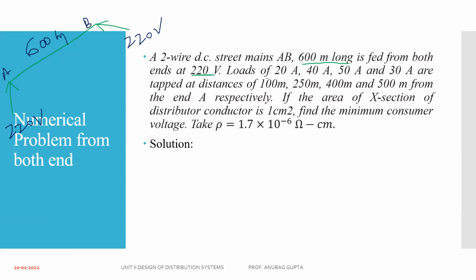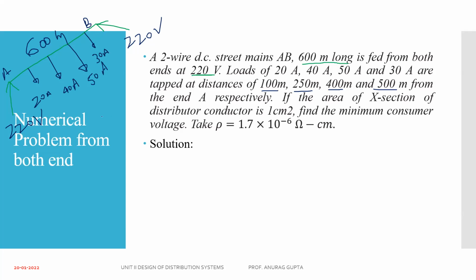Clear? Now loads of 20 ampere, 40 ampere, 50 ampere, 30 ampere are tapped at distances of 100 meter, 250 meter, 400 meter, and 500 meter from end A. So we are tapping here, that is 20 ampere. Next, that is 40 ampere. Then 50 ampere. And that is 30 ampere. Clear? Now the distances they are giving are from the far end A.